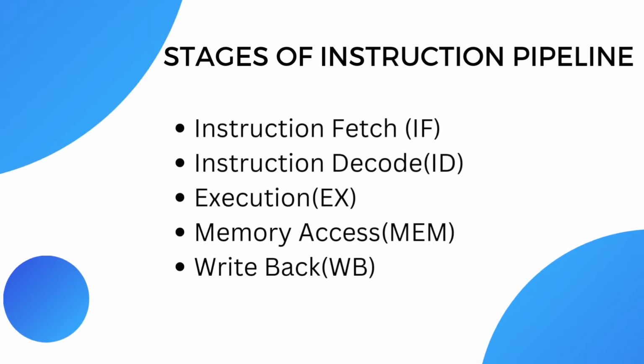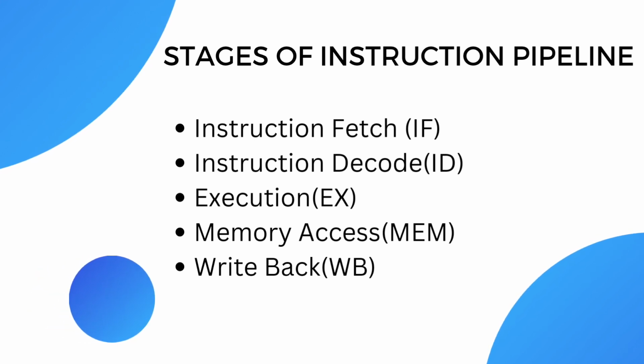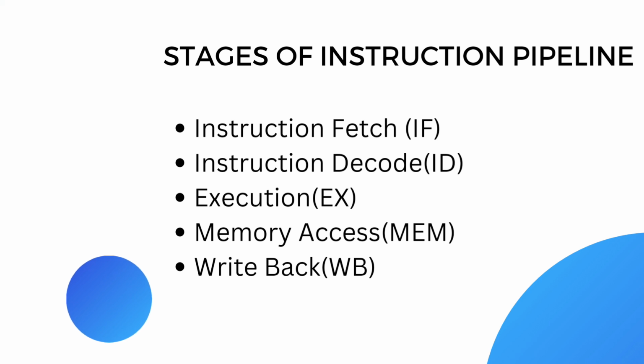Execution. In this stage, the processor executes the operation specified by the instruction. This may involve arithmetic or logic operations as well as memory access or input output operations. The specific operation performed in this stage depends on the type of instruction being executed. For example, if the instruction is an arithmetic instruction, the processor may perform addition, subtraction, or multiplication in this stage.